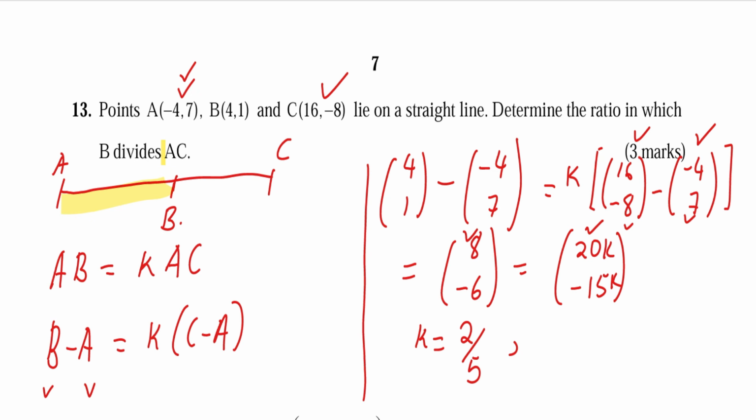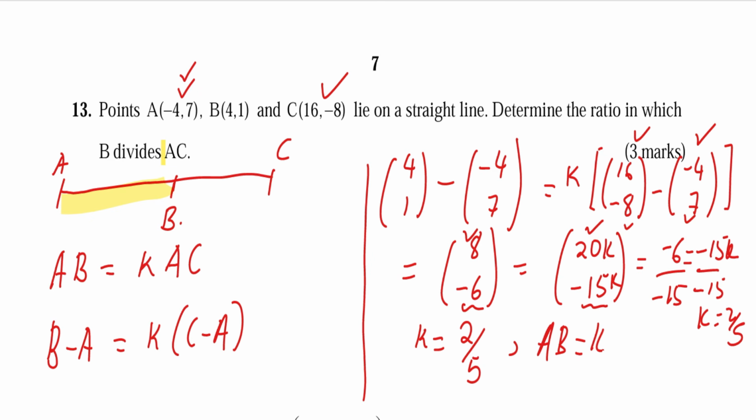If you use the other one as well, let's say if you use this one and this one, -6 equal to -15 K. Divide by -15, divide by -15, it still gives you K to be positive 2/5. So yeah, let's come back to here where we said AB equal to KAC, right? But we know our K is now 2/5.